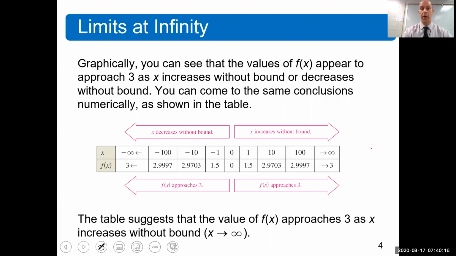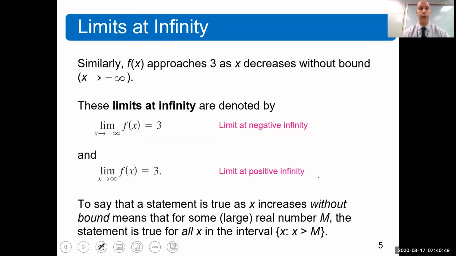So if we look at a table here, now notice our x values. So I've used x values of 0, 1, 10, 100, infinity. But notice what's happening to the y values. Well, they're getting bigger, but they're going 2.97, 2.9997, and then as the x value is getting bigger, it's getting closer to 3. It is approaching 3. The table suggests that the value of f of x approaches 3 as x increases without bound, and that is exactly the limit.